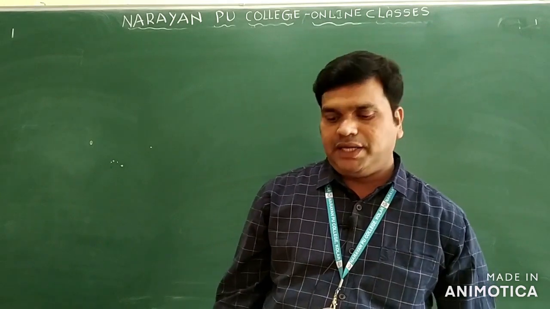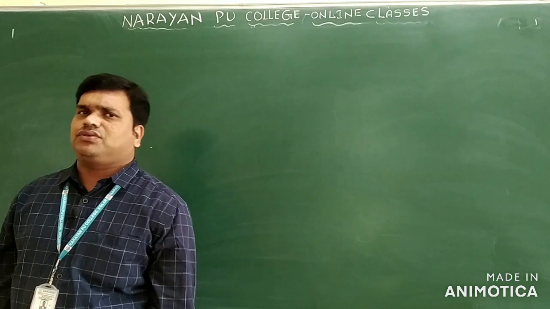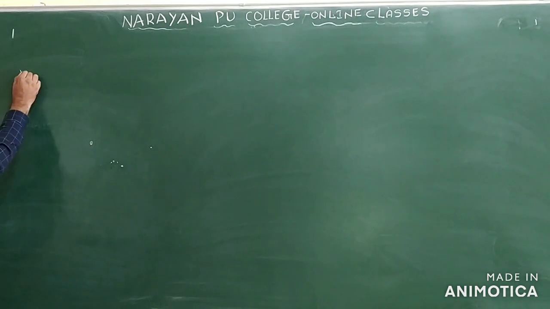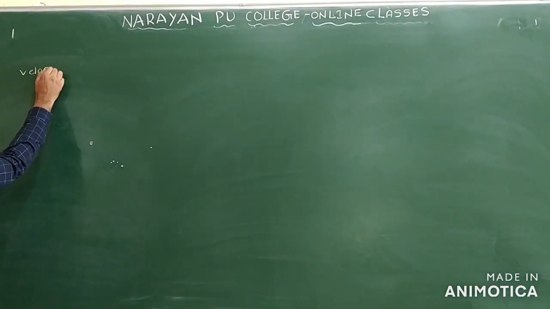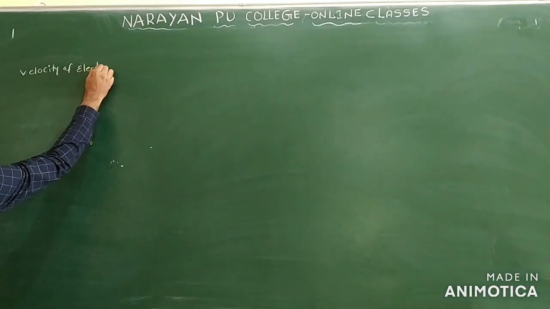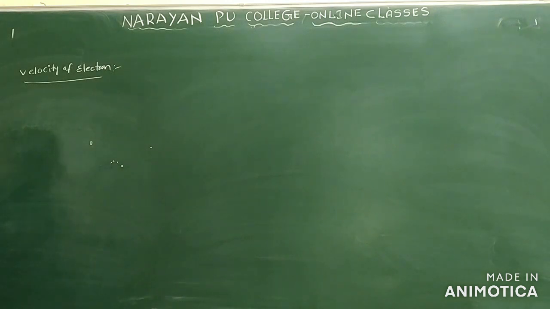In the previous episode, some of the applications related to Bohr theory were completed. We were finding radius and energy concepts only. So in today's episode, we will discuss the next concept in this Bohr model, that is the velocity of an electron. Okay, so what is the formula for the velocity of an electron?